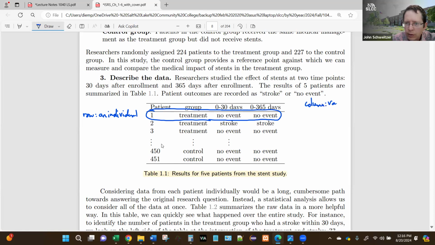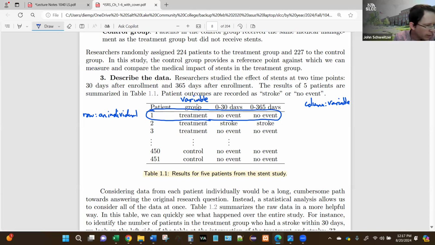So the columns typically, not always, represent a variable. What's a variable? Well, a variable is an observation. It's a piece of information that's collected, but it can be different from person to person. So the first variable of interest is group. There are two groups. This first patient got the stent, which is what it means to be in the treatment group. So the first variable is what group they are in. The first row is the first patient, and the first column after the patient number is what group they were in.